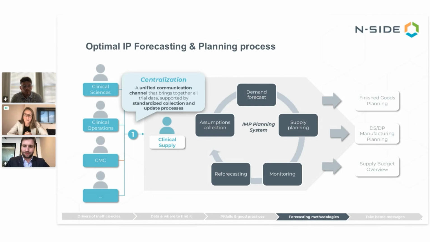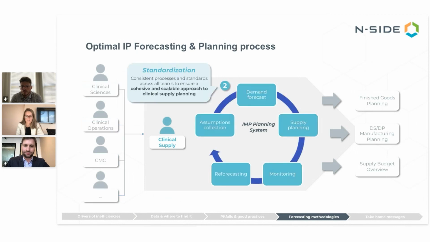And now if I go back to my process here, using the right tool is important. And what it has to answer is first, the ability to centralize and unify the communication between all the stakeholders that are involved, and make sure you can standardize the way you collect the assumptions and you make the process work. And that's basically linked to this second point of making sure you have a cohesive and scalable approach to all the supply planning within your organization. That's very important.